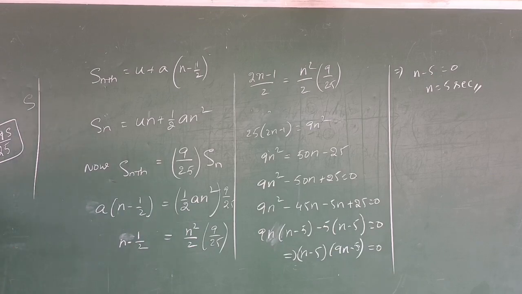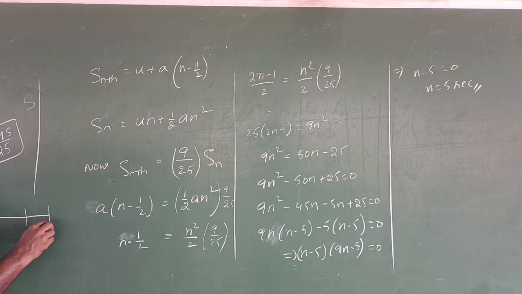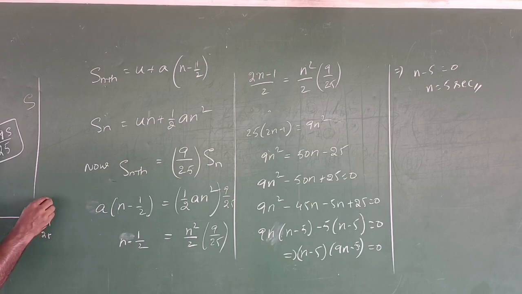Now what is happening here? A car covers a distance. In its last second, it covers 9s by 25. What is s? S is the whole distance. Now, how many seconds does it travel? This is our question.